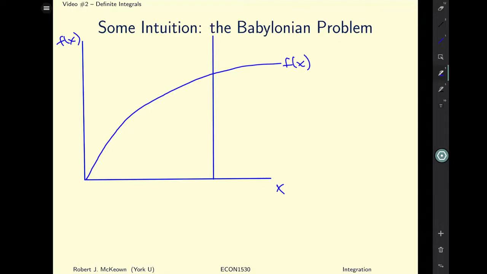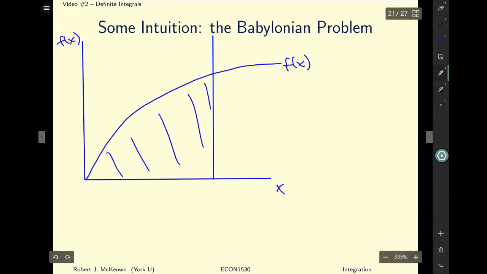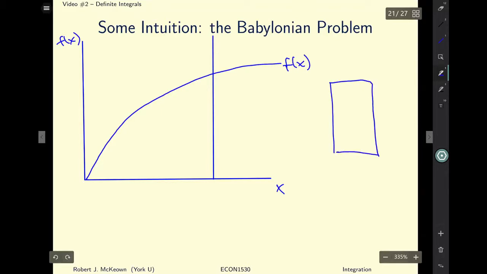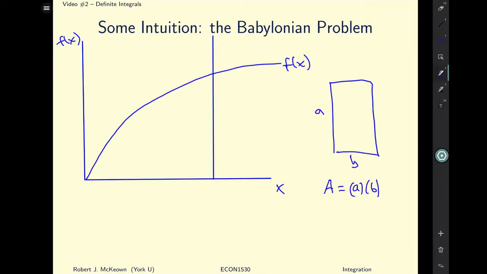Now, take a look at the graph that I've drawn in front of you. We've got this function f of x, and we want to find the area under the curve. So we want to find this area right in here. Now, the ancient Babylonians knew how to find the area of a rectangle, right? If I draw a rectangle off to the side here, and it has a height of a and a width of b, well, the area of a rectangle is just equal to a times b. So they knew that. That was easy.